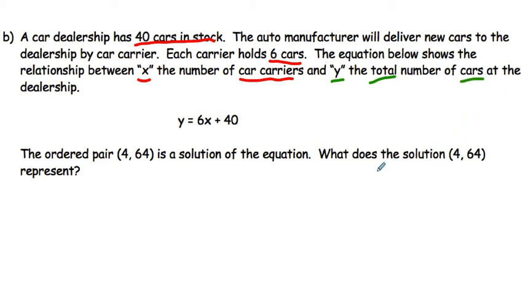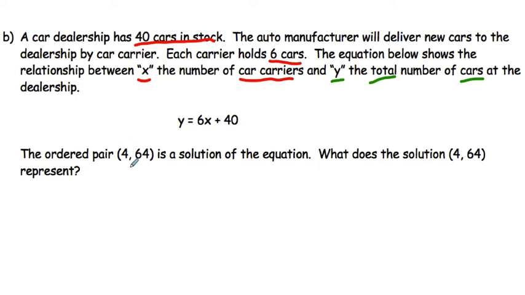Okay, so let's think about this for a second. They started out with 40 cars, right? Let's say 1 car carrier shows up. 1 car carrier has 6 cars. So if they started with 40, 1 car carrier shows up with 6, now they have 46. If 2 car carriers show up, then that means there are 12 additional cars. 12 plus 40 would be a total of 52 cars. And we could do this over and over and over again. So we want to know, what does this ordered pair 4, 64 represent? We know it's a solution, but what does it represent?